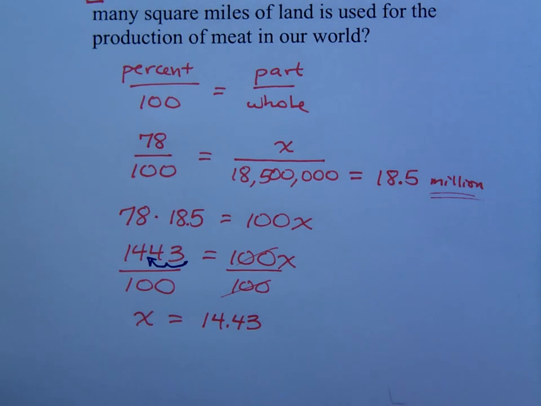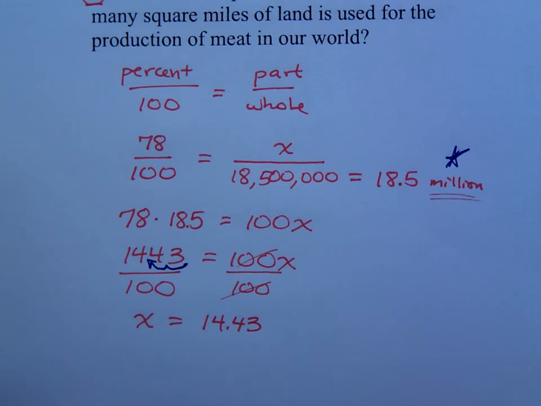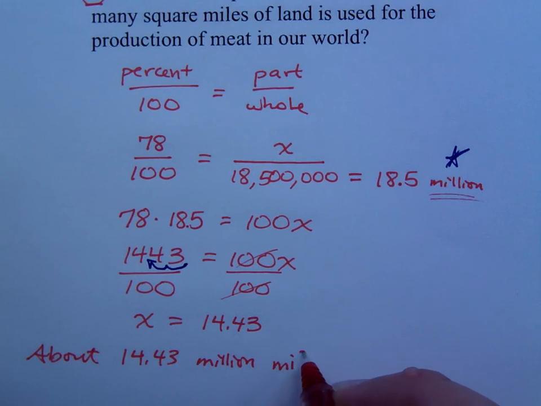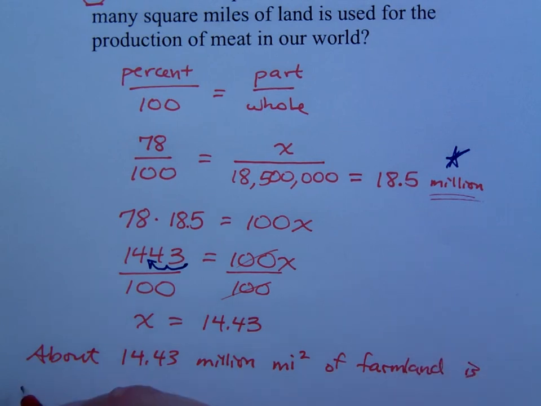14 million. Oh, I forgot million. Okay. So the millions is important, right? So maybe up here, we should put some kind of star and say, hey, don't forget about that. Okay. So this really means 14.43 million. So about 14.43 million square miles of farmland is used to produce meat.